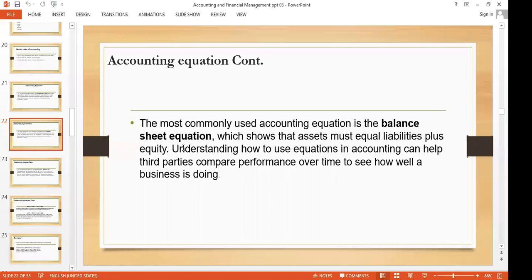The most commonly used accounting equation is the balance sheet equation. All the investors and interested parties can prepare the equation by going through the balance sheet. Relationship between assets equal to liabilities plus owner's equity. The balance sheet equation shows that assets must equal liabilities plus equity.